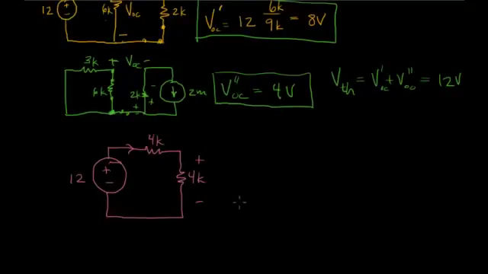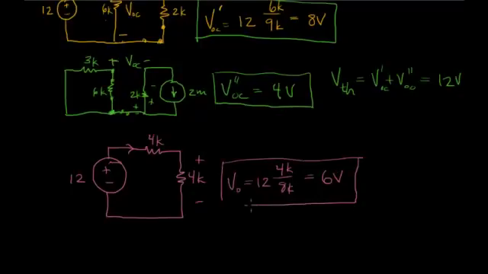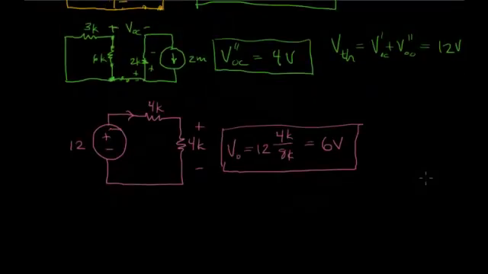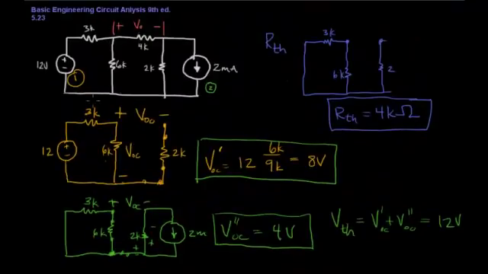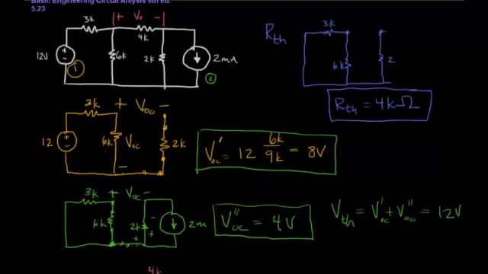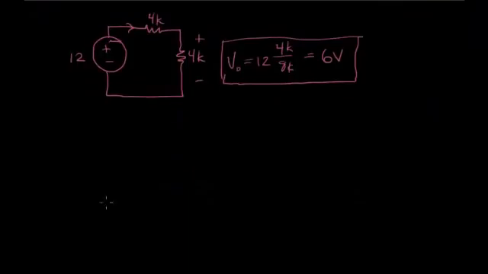And now we can just use voltage division. Okay, so V naught then equals 12 times 4 over 8K, which is really just 6 volts. Okay, so that's our answer. As a quick aside, we can also solve this circuit using the idea of source transformations. And in fact, it'll yield a much simpler and faster result. Let me show you how that would work.